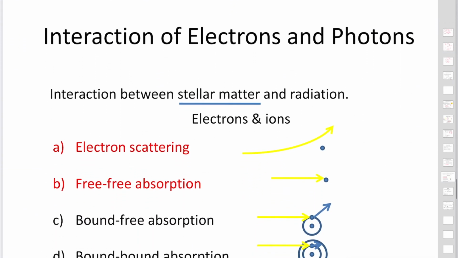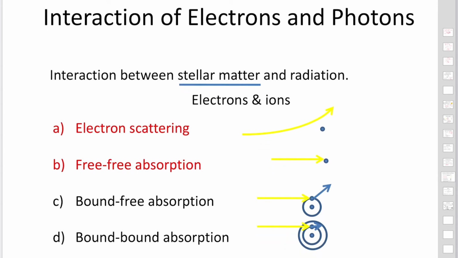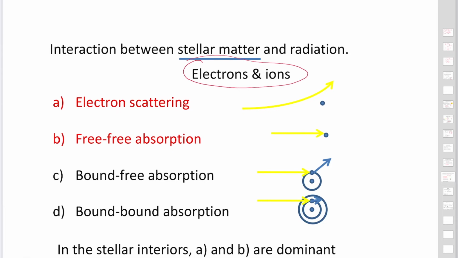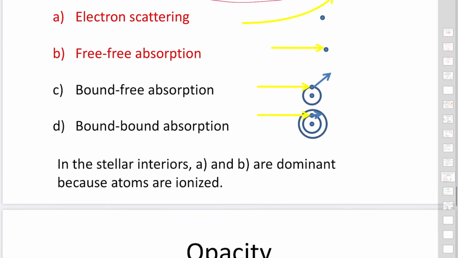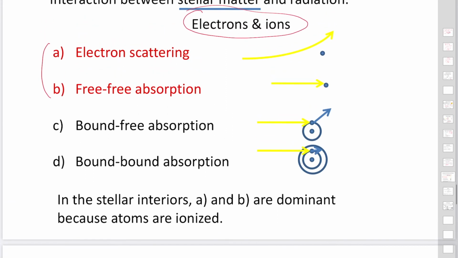And to find out kappa, the opacity, we need to consider the interaction between matter and photons. Matter is composed of electrons and ions. A: electron scattering, where a photon is scattered by an electron. B: free-free absorption, where a photon is absorbed by an electron. And C: bound-free absorption. In this case, the electron is bound by the nucleus. In bound absorption, the energy state of the electron changes from a lower energy state to a higher energy state by absorbing the photon. But as I explained for C and D, we assume the electron is bound by the nucleus. Inside of the stars, however, the temperature is too high for the nucleus to hold electrons. So we can consider free electrons and free ions. So we need to consider processes A and B, electron scattering and free-free absorption.